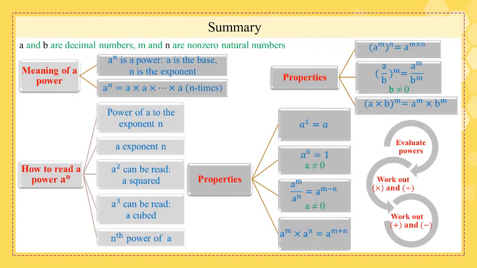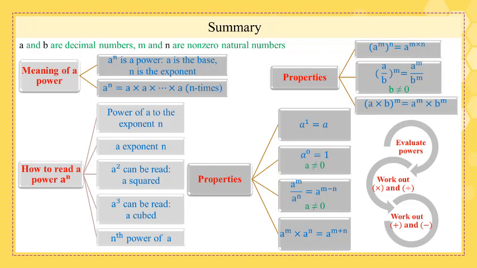Finally, the summary. As we said in videos 1 and 2, a exponent n is a power, a is the base, n is the exponent. A exponent n equals a multiplied by itself n times. To read a power, we say power of a to the exponent n, or a exponent n, or n's power of a. Also, a exponent 2 can be read a squared, and a exponent 3 can be read a cubed.